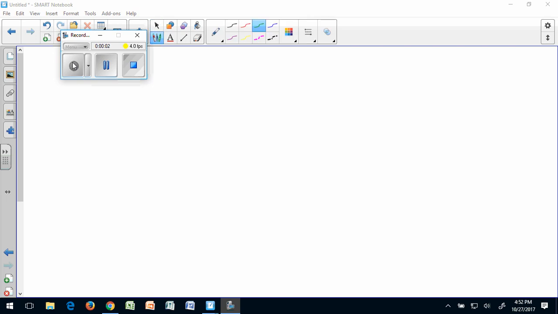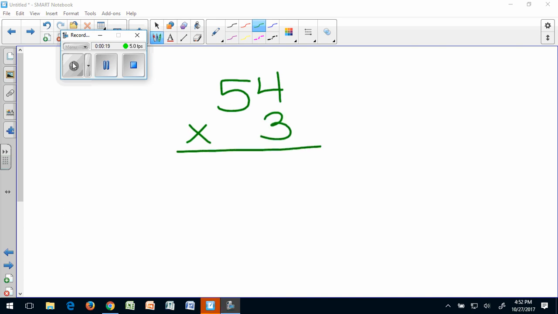We are going to continue multiplying multi-digit numbers by one digit. Our last problem had regrouping in the ones place. Now we're going to look at a problem that has regrouping in both places. Please write down 54 times 3 in your notebook.